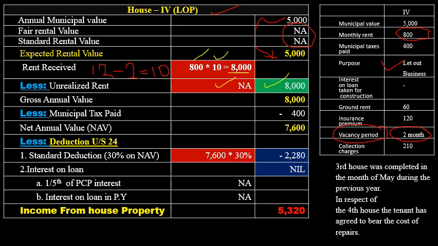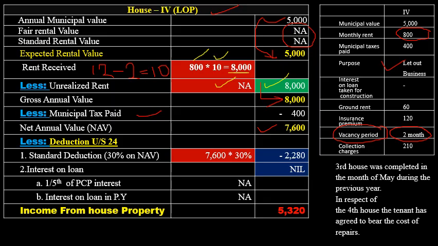Next is the gross annual value. Whenever there is a vacancy period, gross annual value is equal to rent received. So 8,000 is the gross annual value since there is a vacancy period. Next, municipal tax paid is 400 rupees. Net annual value is 7,600 after deducting municipal tax from gross annual value. 8,000 minus 400, so 7,600.